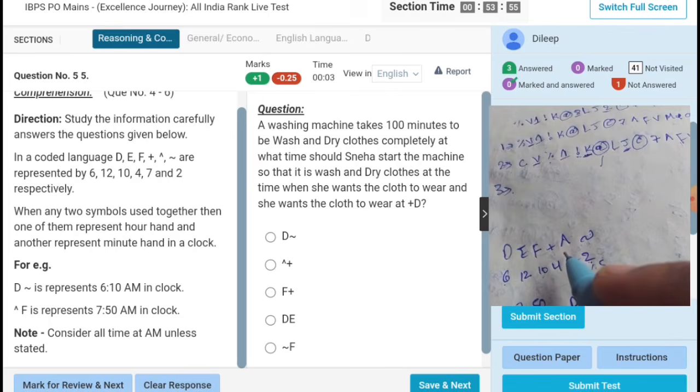A washing machine takes 100 minutes to wash and dry clothes completely. At what time should Sneha start the machine so that it is done when she wants to wear the clothes? Plus 4:30, so 100 minutes means 3:30, 60, 3, 2:50.